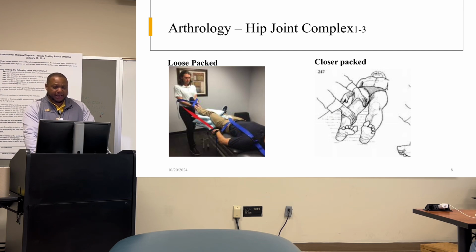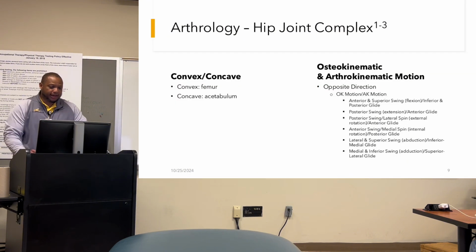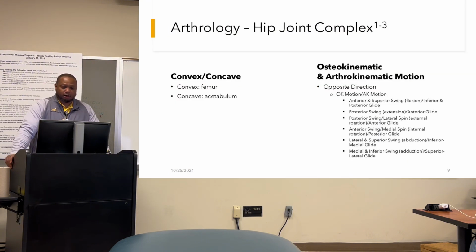And then you can see this diagram right here is a picture of the closed pack position. Now we have our osteokinematic, arthrokinematic motions, and our convex concave rule. With open chain movement, we have the convex femur moving on the concave acetabulum. So therefore, in the open pack position, our OK and AK is going to occur in the opposite direction, okay?